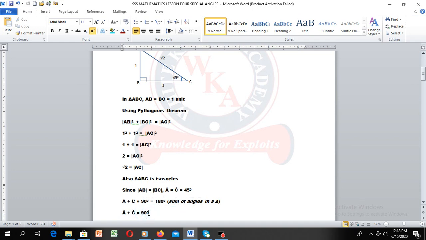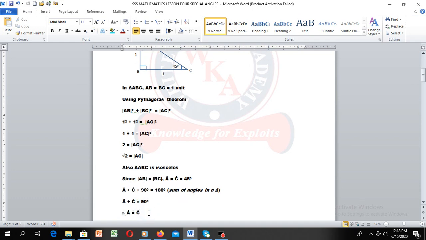Therefore, since this is an isosceles triangle, angle A and angle C are going to be equal automatically, and that will be equal to 45 degrees. Angle A will be equal to angle C, which is equal to 45 degrees.